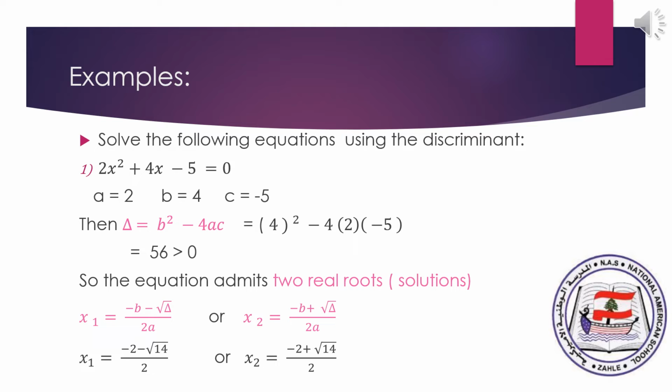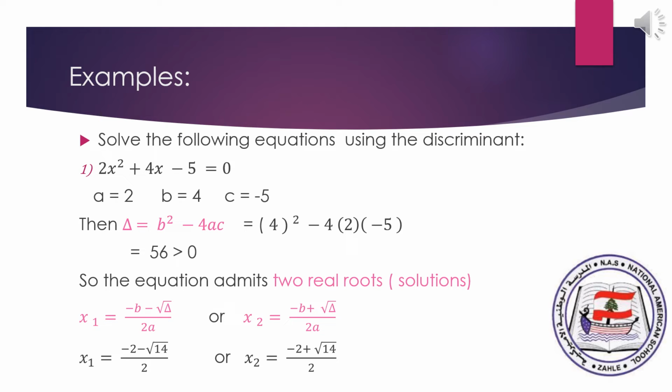The discriminant delta is defined by b squared minus 4ac. After calculating delta, we get 56, which is a positive value. So, from the value of the discriminant, we can deduce that the equation admits two real roots or solutions.